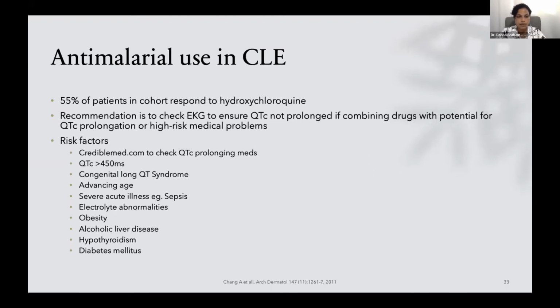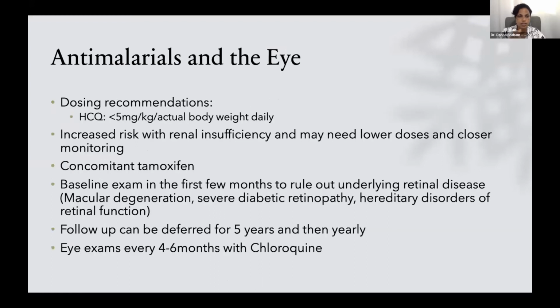Want to also evaluate to see if they have congenital long QT syndrome, if they're elderly, or if there's severe acute illness or sepsis on board. They are going to be at a greater risk now for QTC arrhythmias and QTC prolongation, as well as with electrolyte abnormalities, obesity, alcoholic liver disease, hypothyroidism, and diabetes mellitus. In cases like this, you may want to give a lower dosage.